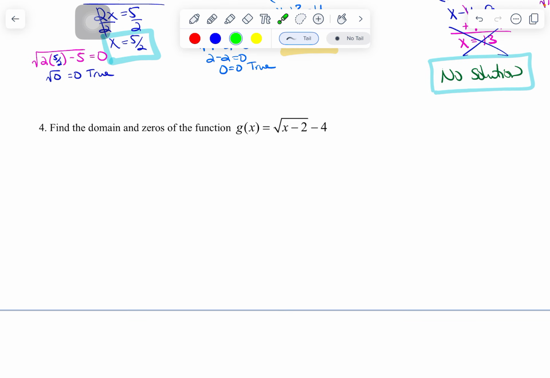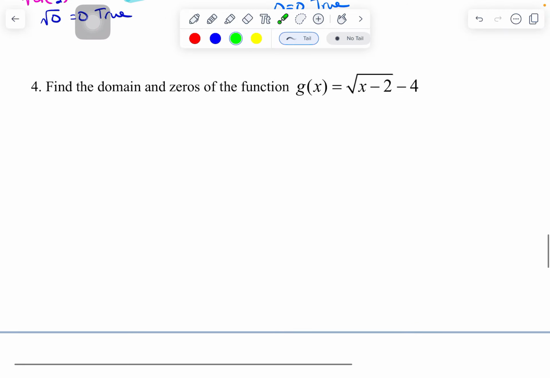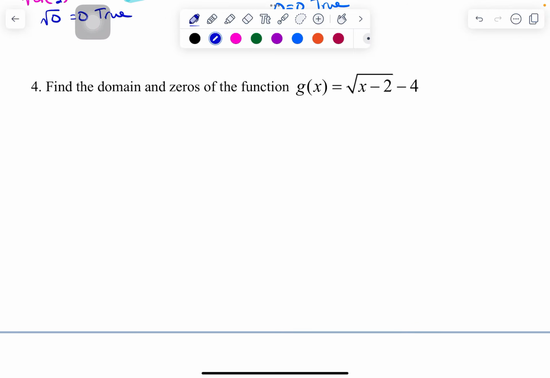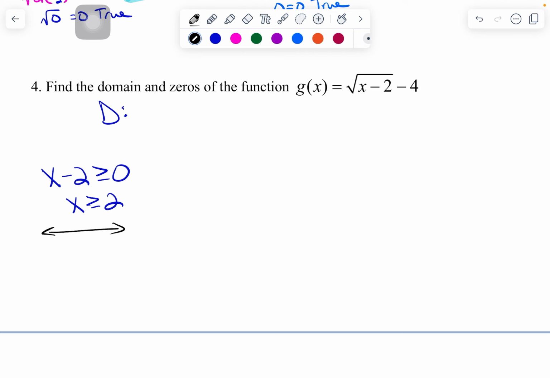which says, kind of like what we did in note 72, find the domain and the zeros. All right, so domain. D, because, you know, I'm super creative that way. For domain, I actually just want to take the expression under the square root. So x minus 2, and I want that to be greater than or equal to 0. So I'm going to solve for x by adding 2 to both sides, which means x is greater than or equal to 2.